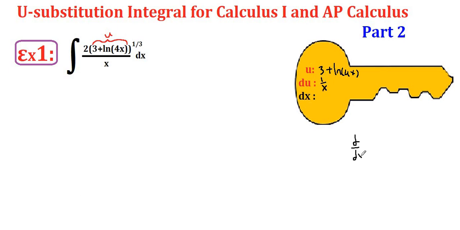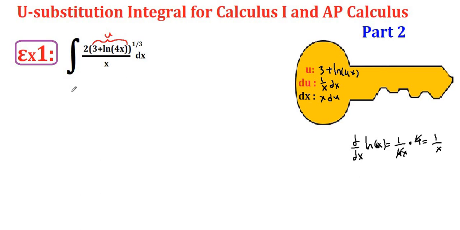The derivative of ln of 4x using the chain rule will be 1 over 4x times the derivative of the inside function, 4, and then the 4's cancel, leaving 1 over x. Here we're going to solve for dx. If we multiply both sides by x, we obtain x du.